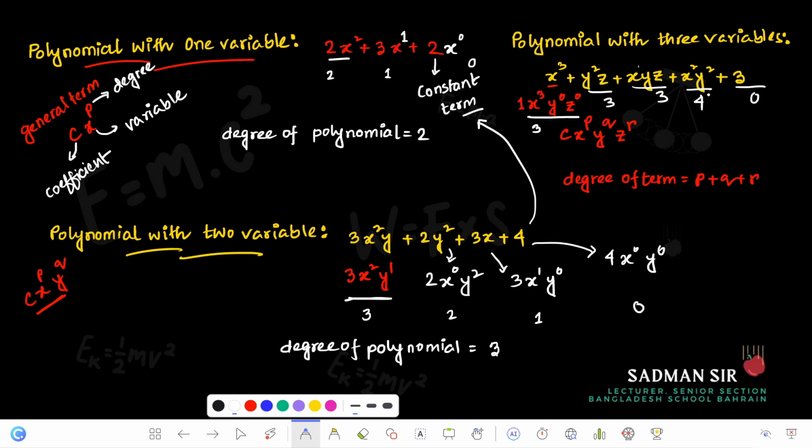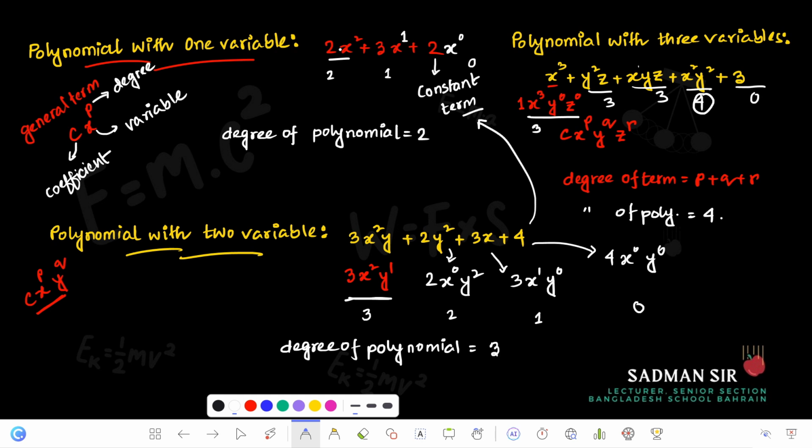So which one is the highest one? This one. So the degree of the polynomial, if I ask you now, will be 4 only. So I hope it is clear, the idea of polynomial expression and the polynomial with 1, 2, and 3 variables.